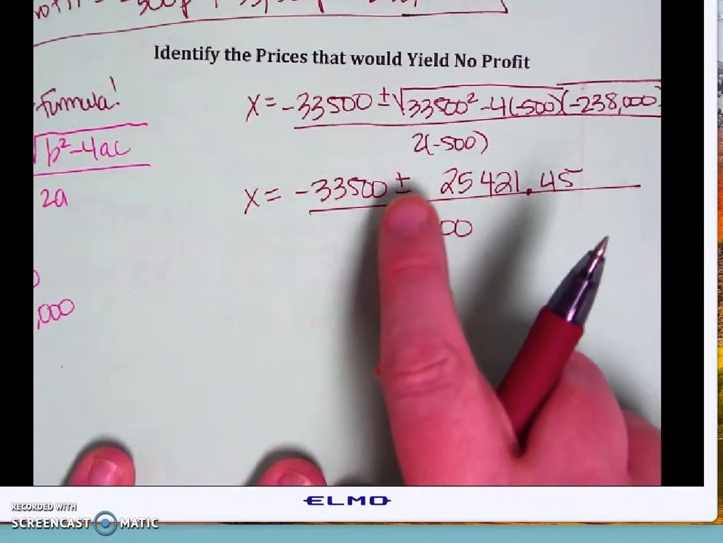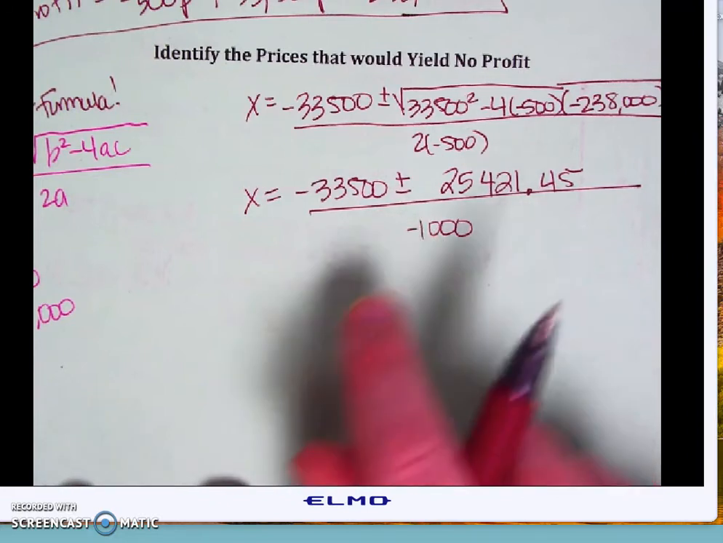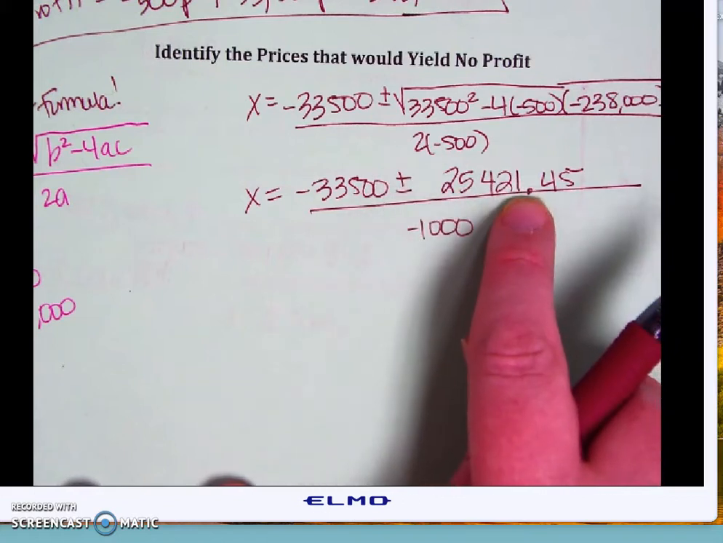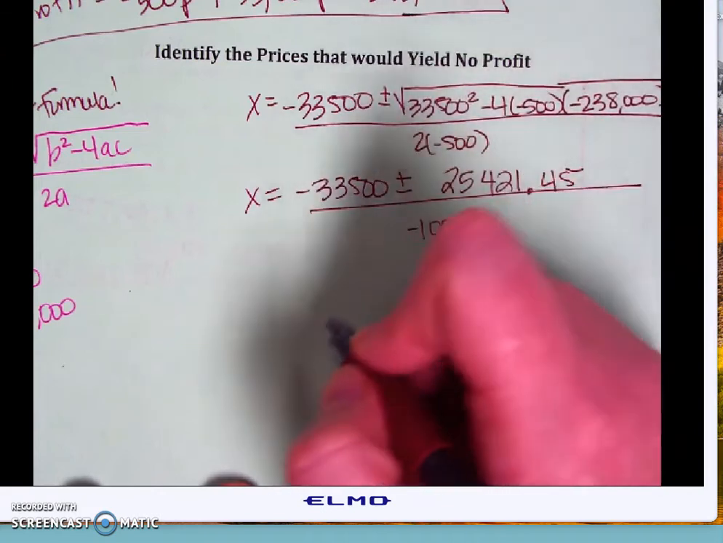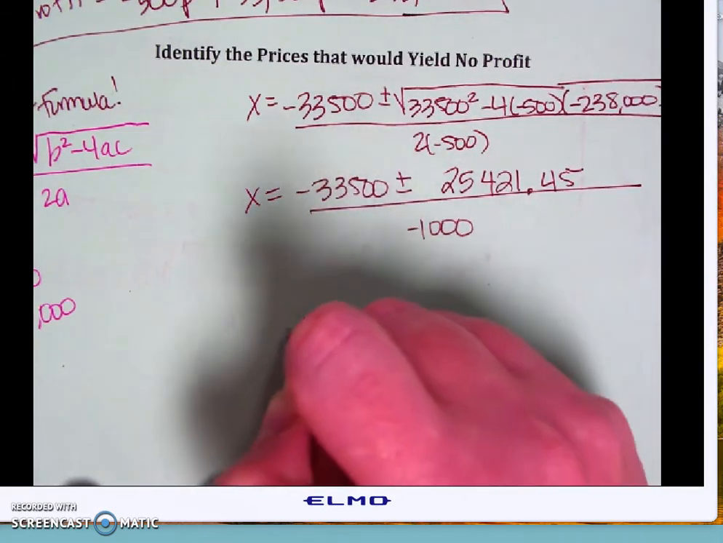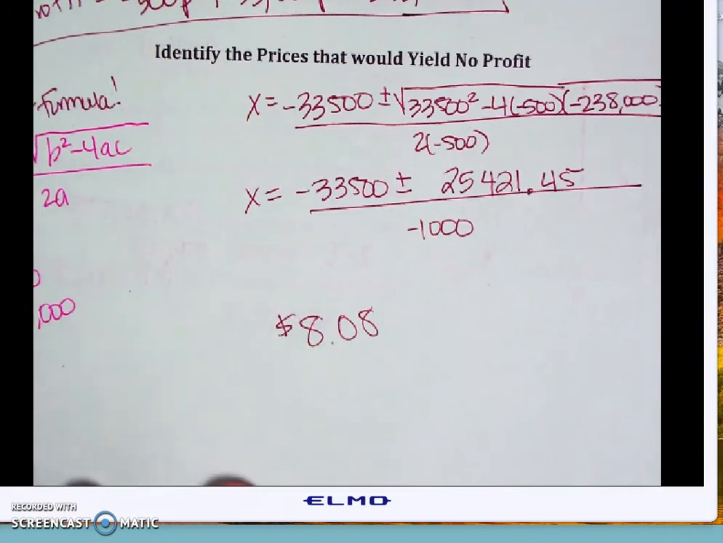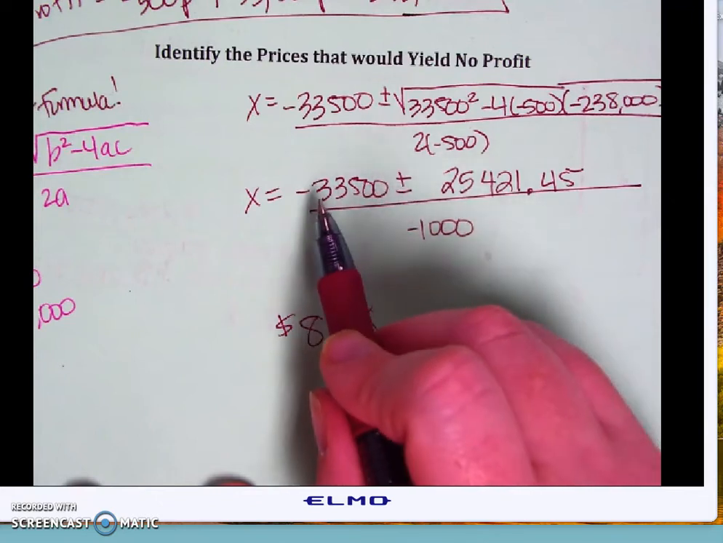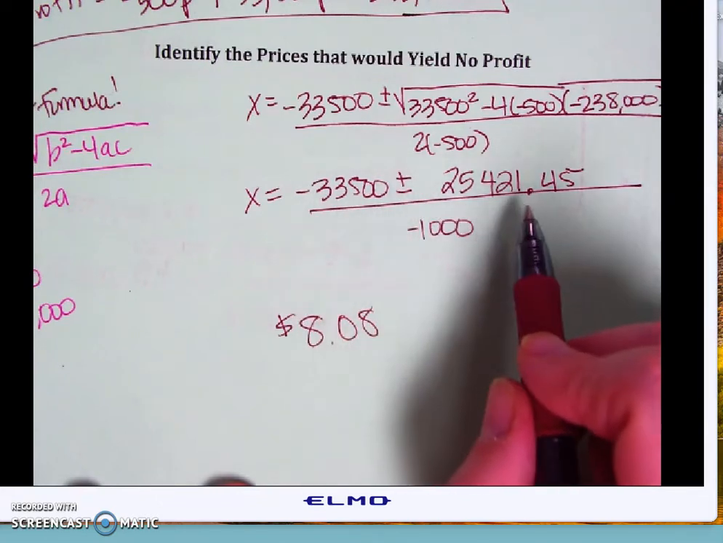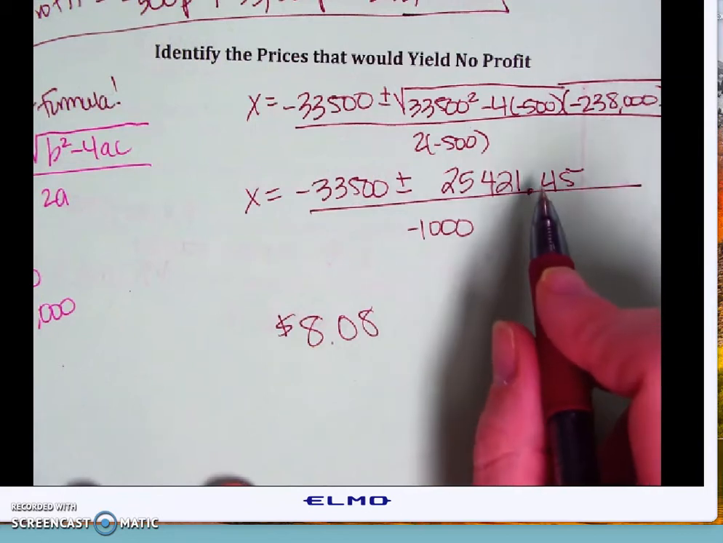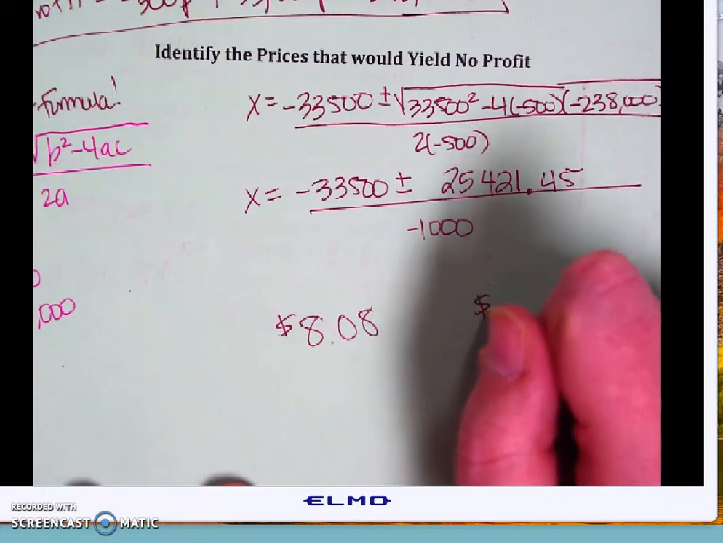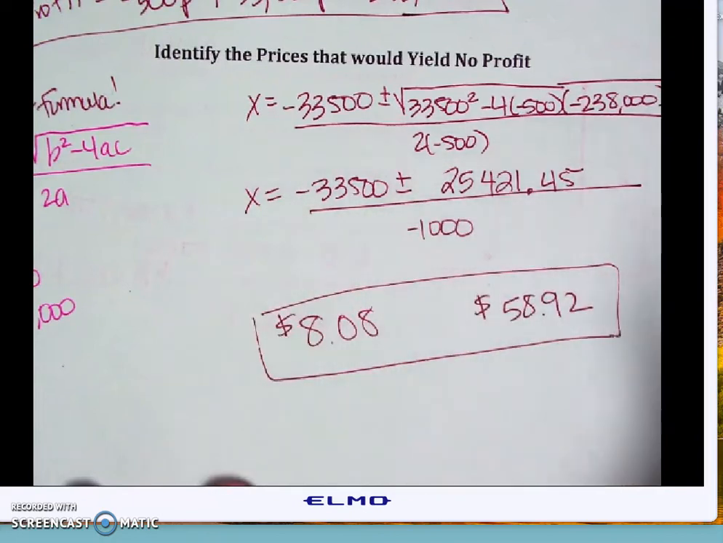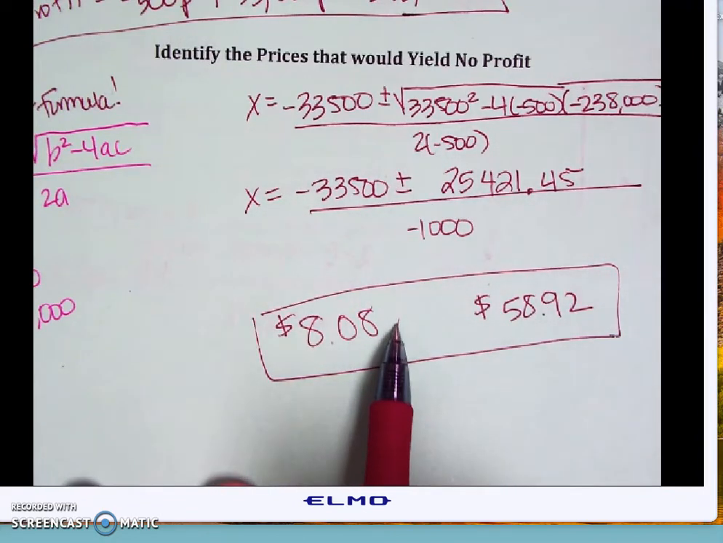Now we'll do the calculation one time with addition and then one time with subtraction. So one time with addition would be negative 33,500 plus 25,421.45, and then divide it by negative 1,000. If you do that, you'll get 8.08 rounded to the nearest penny. And then you'll do it a second time with subtraction, negative 33,500 minus 25,421.45, and then divide it by negative 1,000. 58.92. So these would be the two prices that yield no profit.